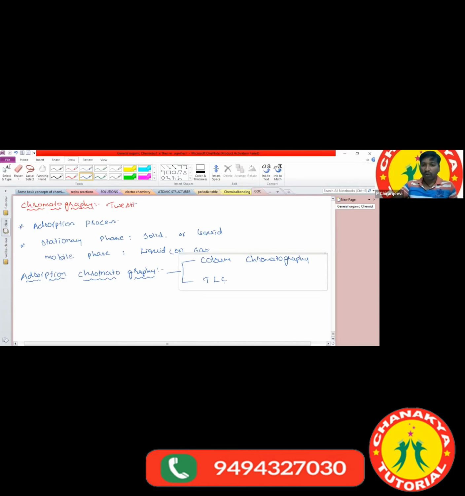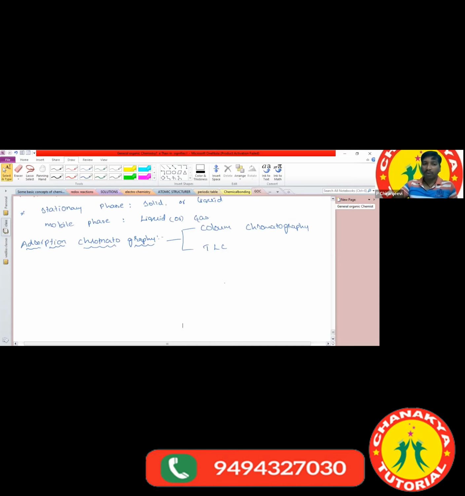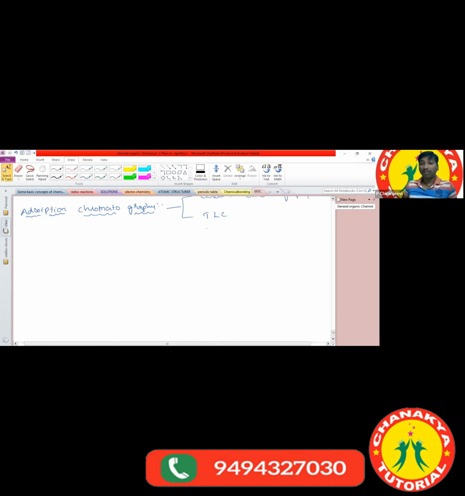How are we going to do the experiment? What is the main important thing? By using this method, we can separate a mixture of components into individual components.